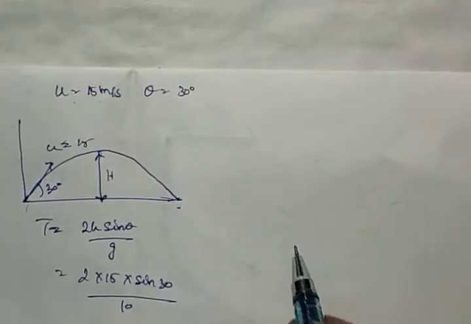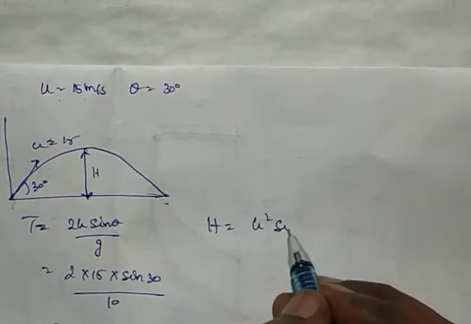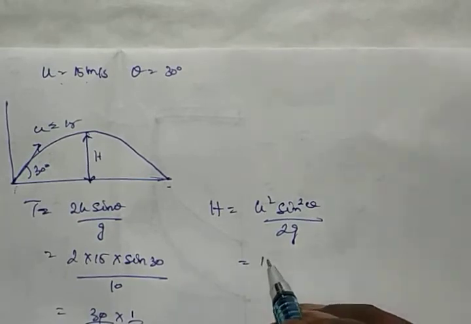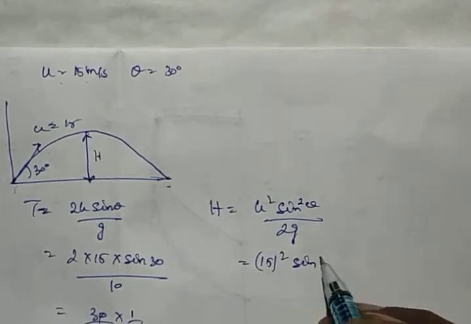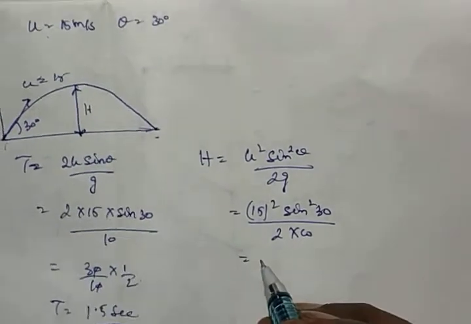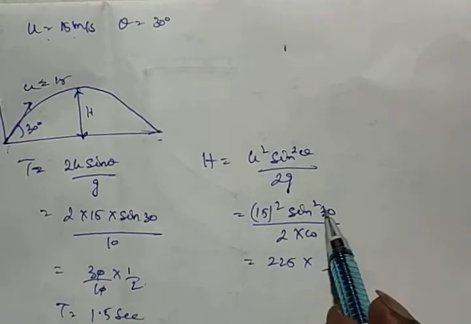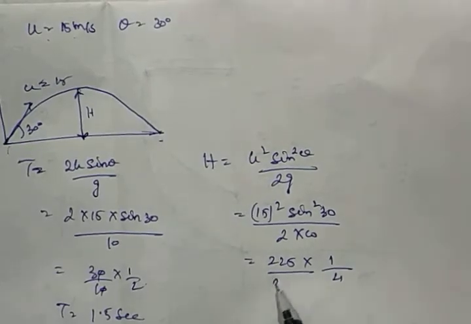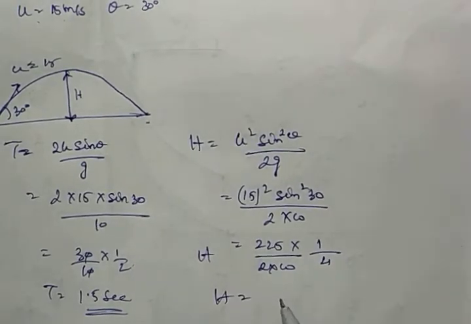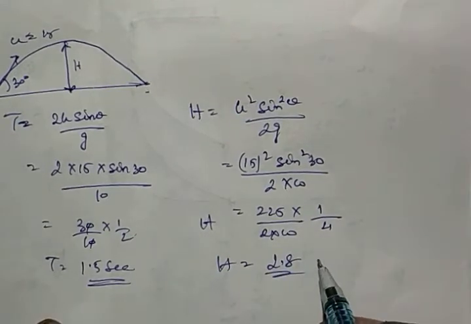Height is asked. Maximum height. What's the formula? Height is going to be equal to u square sine square theta upon 2g. So it is 15 square sine square 30 upon 2 into 10, which is 225 into 1 by 4, because sine 30 is 1 by 2, so the square will be 1 by 4, into 2 into 10. So you can do the calculation. After calculation, you will find this answer is coming as 2.8 meters.